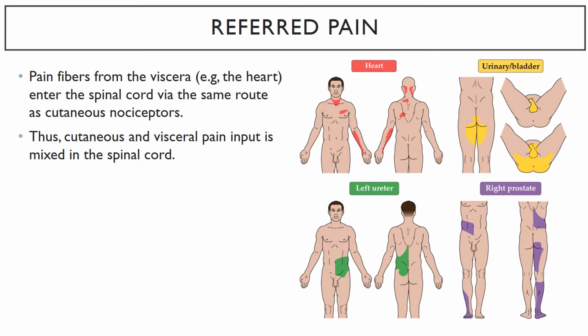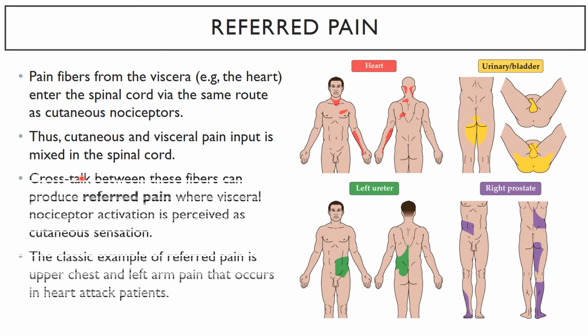Another important concept with pain is that there's something called referred pain. The pain fibers from the viscera, like from the heart or the gut, enter into the spinal cord via the same route as the cutaneous receptors, nociceptors, the cutaneous referring to skin. So skin and visceral pain input is mixed in the spinal cord. And what this means is that there's crosstalk between these fibers.